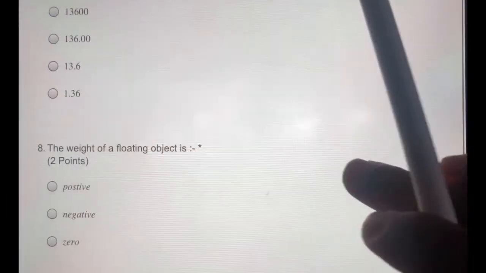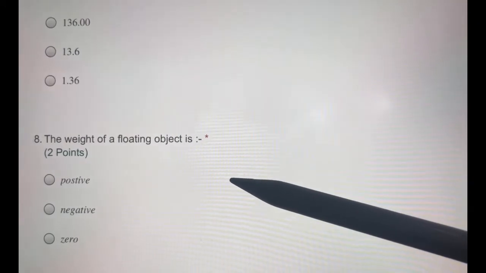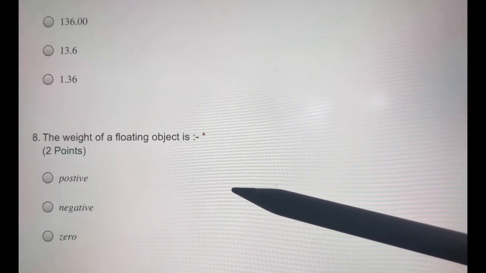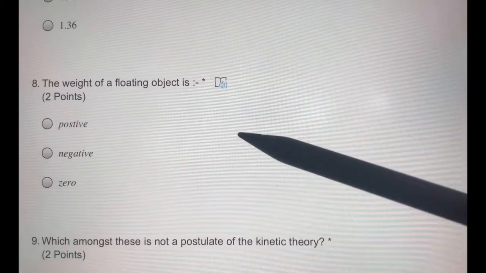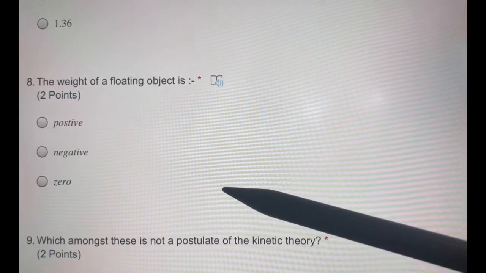Then we have the weight of a floating object. Now we know that when an object floats, the upthrust is equal to the weight. Therefore, the apparent weight will be 0. So a floating object, remember, is weightless. Therefore, the weight of a floating object is 0.